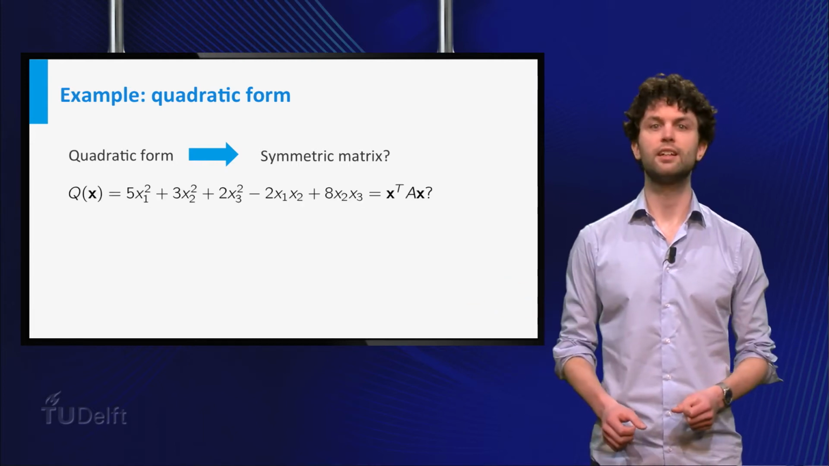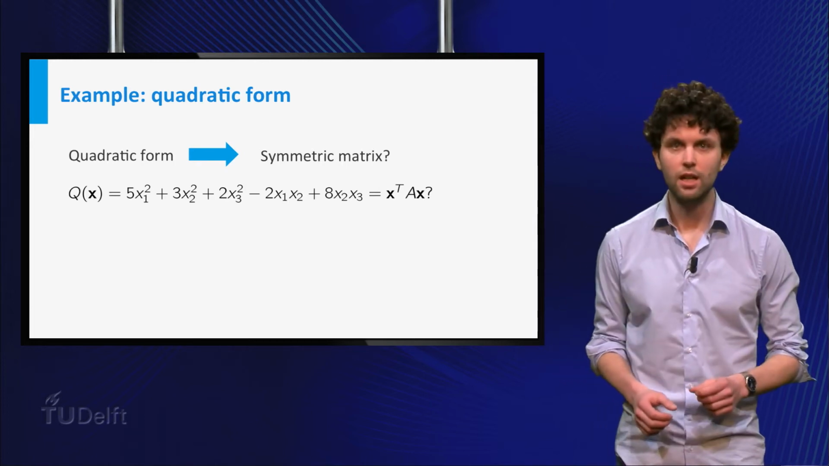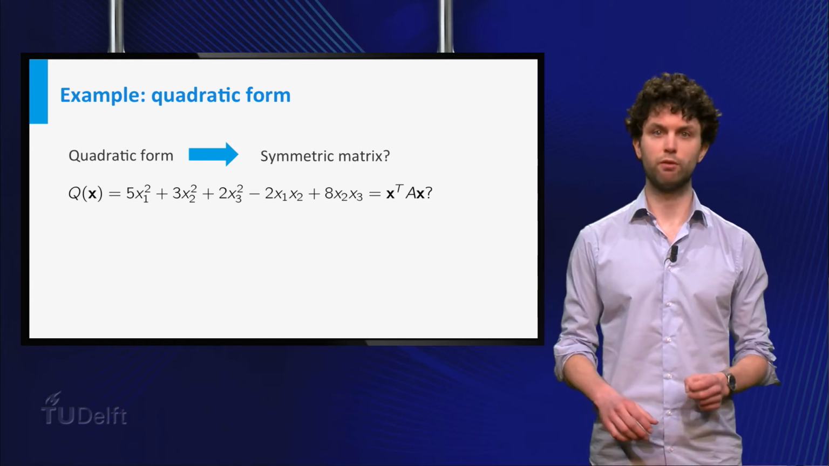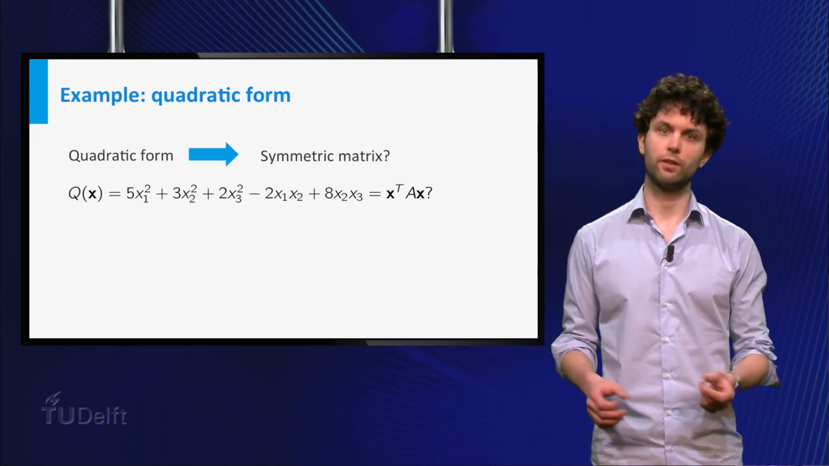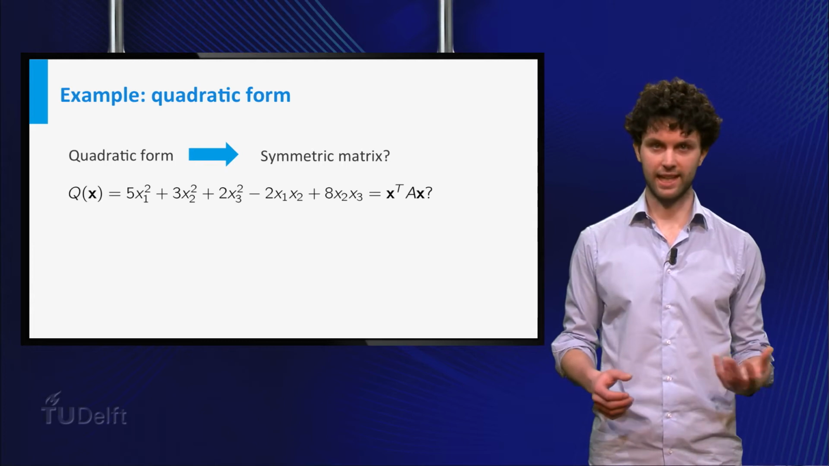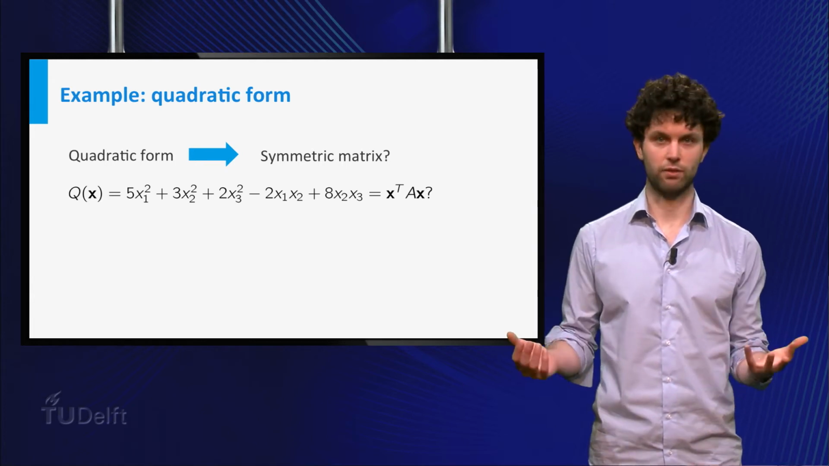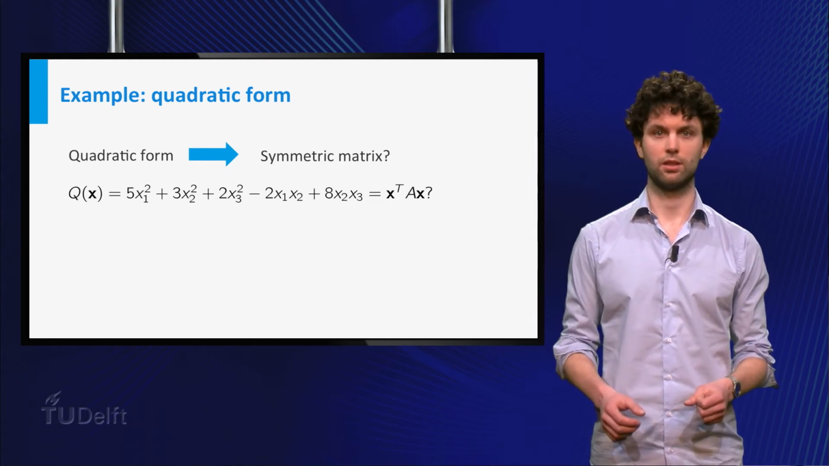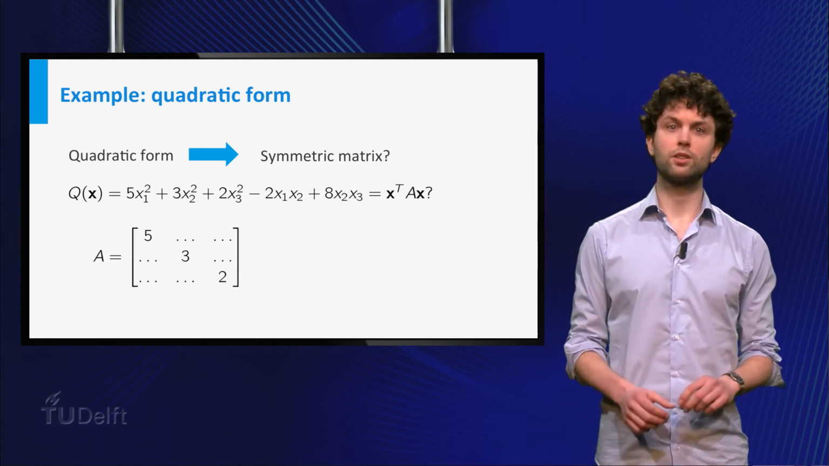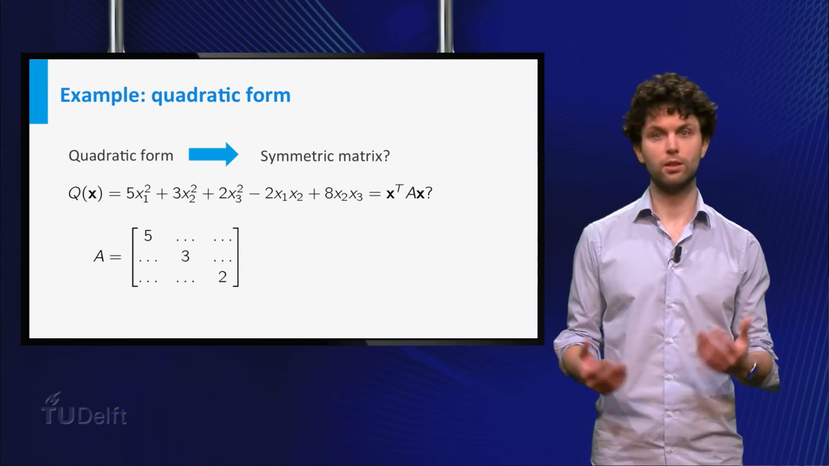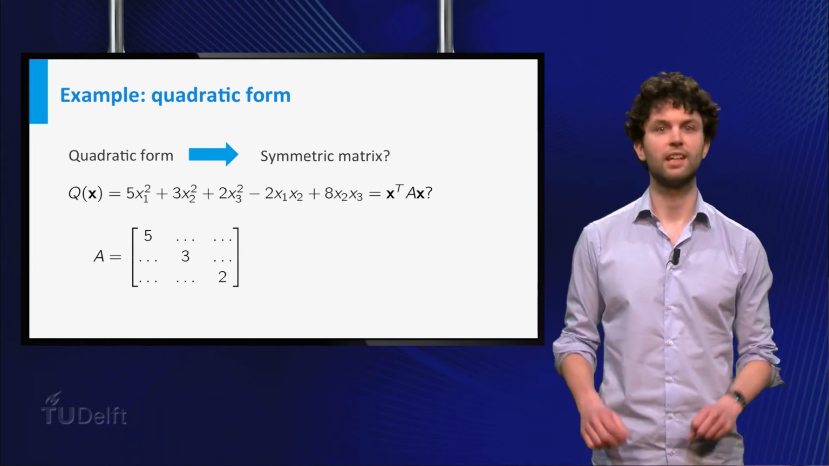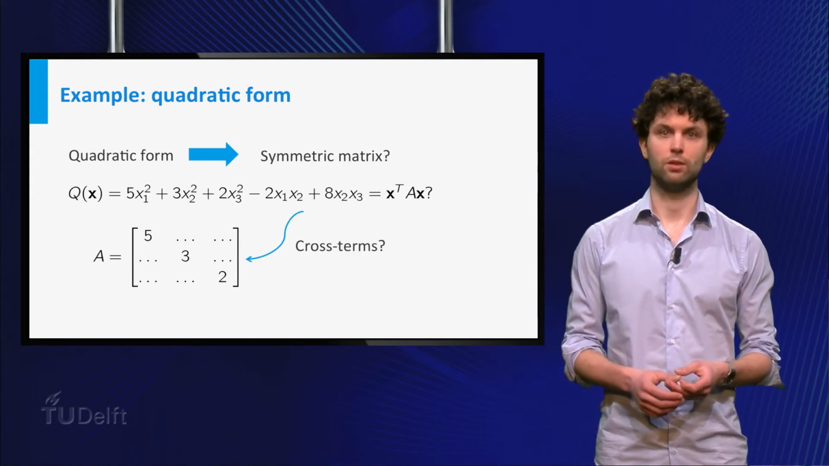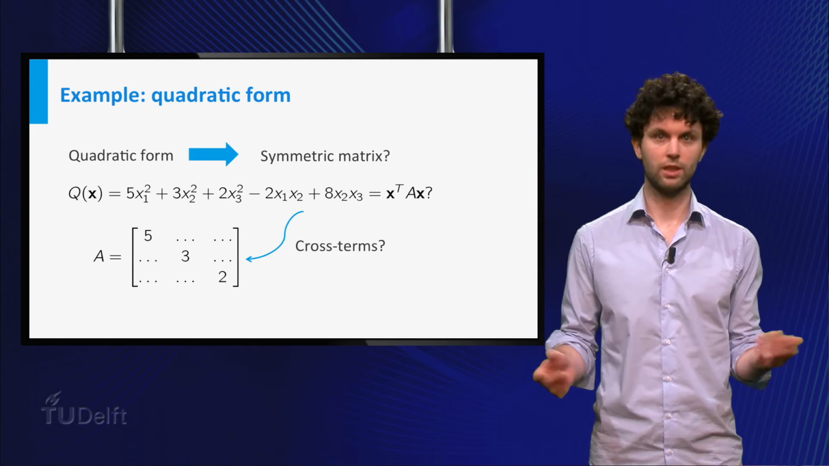To make things concrete, take a look at this function. Note that this is a function on R3, and we suspect it to be a quadratic form. That means that we have to find the appropriate symmetric matrix A, such that x transposed times A times x equals this function. Well, the coefficients of the square terms x1 squared, x2 squared, and x3 squared enter the diagonal of A in this particular order. How do we deal with the cross terms?